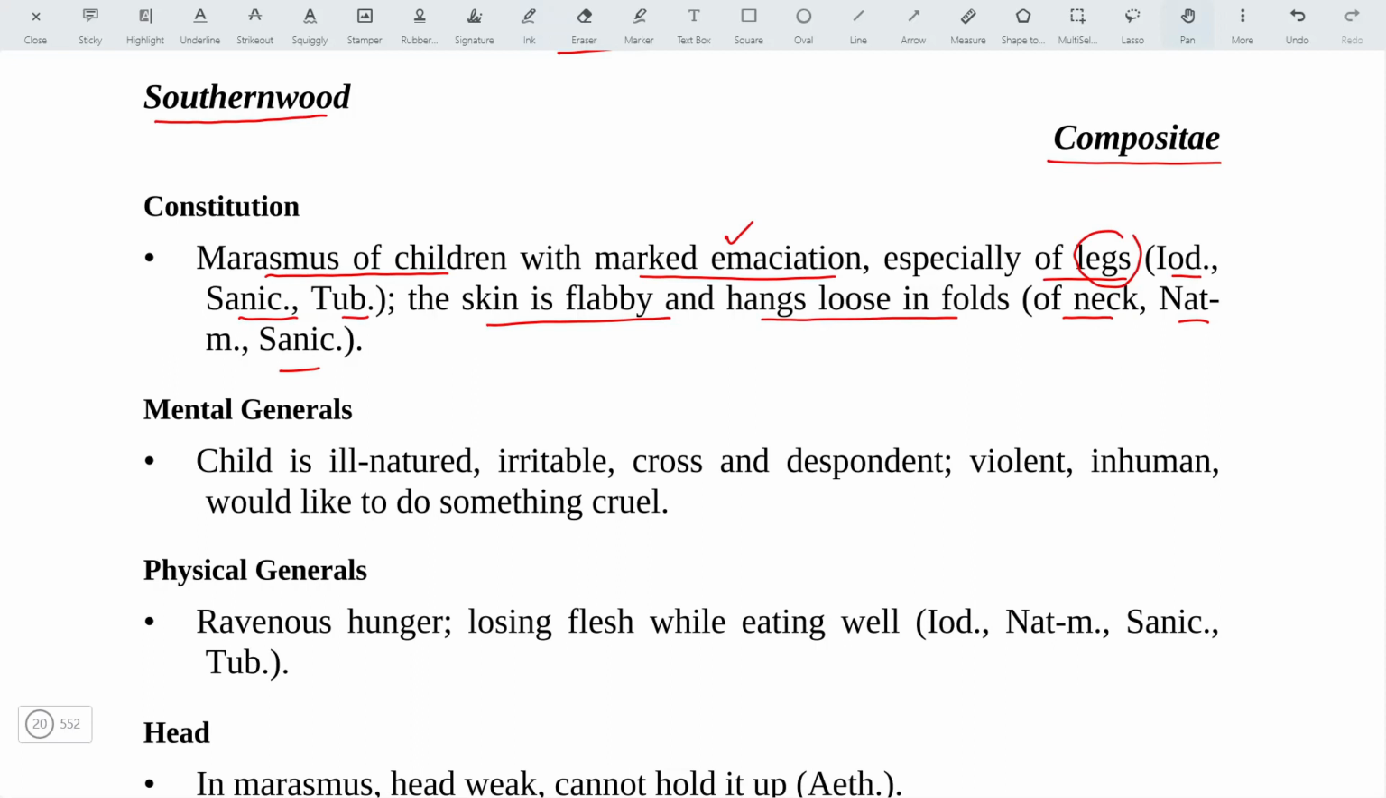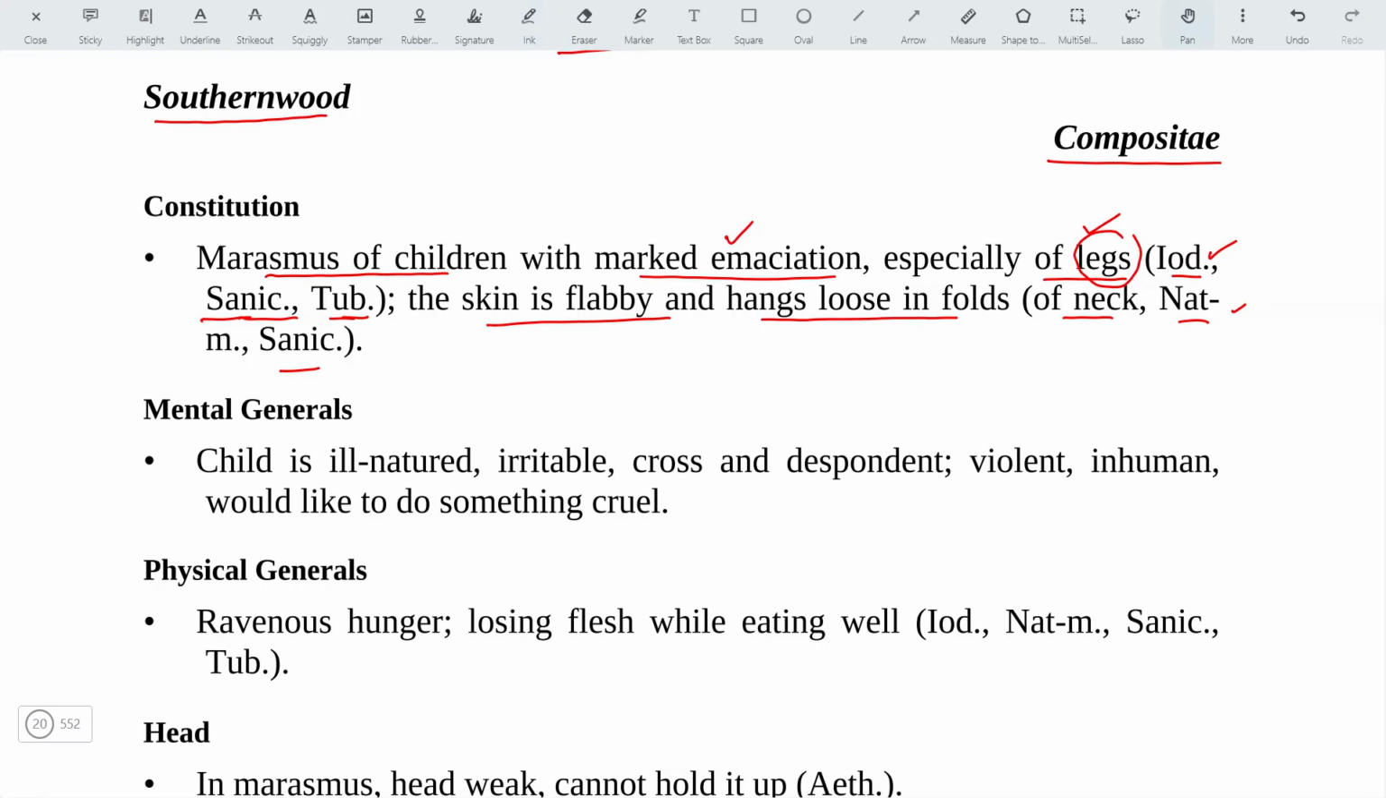So the patient may come with marasmus or kwashiorkor or whatever the disease is, or any undernutrition or malnutrition. But if we see children whose legs are more emaciated than the upper part of the body, then we can think of a few medicines, among them Abrotanum, Iodum, Sanicula and Tuberculinum. Now, the skin is flabby and hangs loose in folds of neck: Natrum muriaticum and Sanicula. So one symptom is emaciation of legs, where Abrotanum, Iodum, Sanicula and Tuberculinum come.